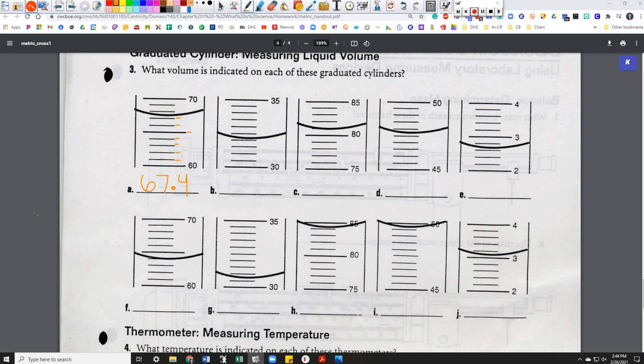Now, I've got my precise number. I've got my guesstimate number, and what's my last piece? What unit would these be in? Very good. mL. Yes, sir. Gabriel? You good? Okay. All right, so now you guys do B through J, and we're going to continue snaking on. Emily, you're going to go first when we do this next, okay? So, Emily, you'll have B.